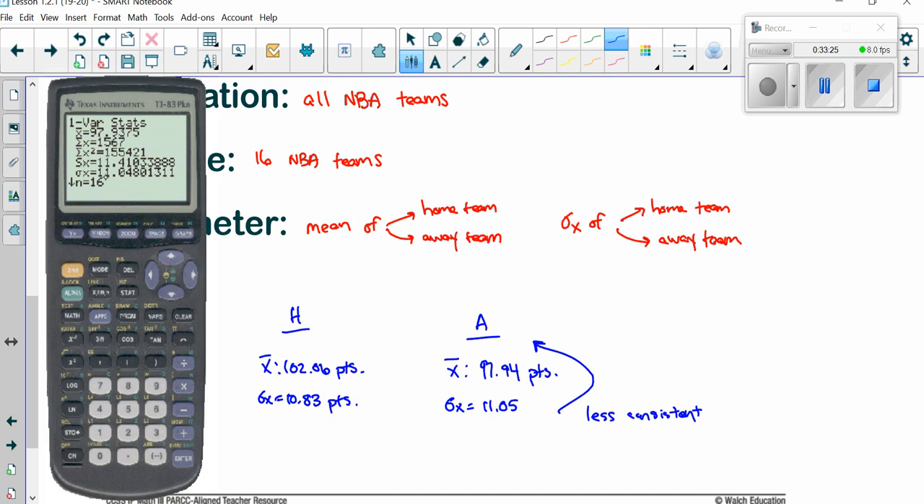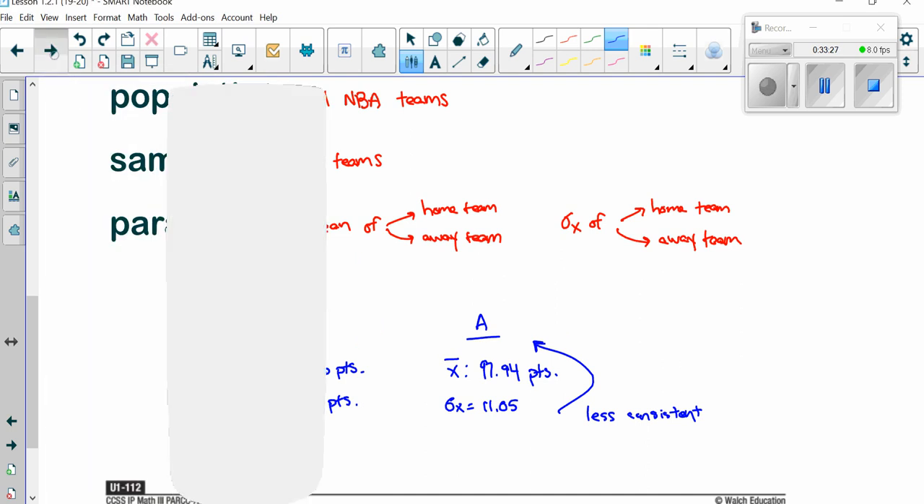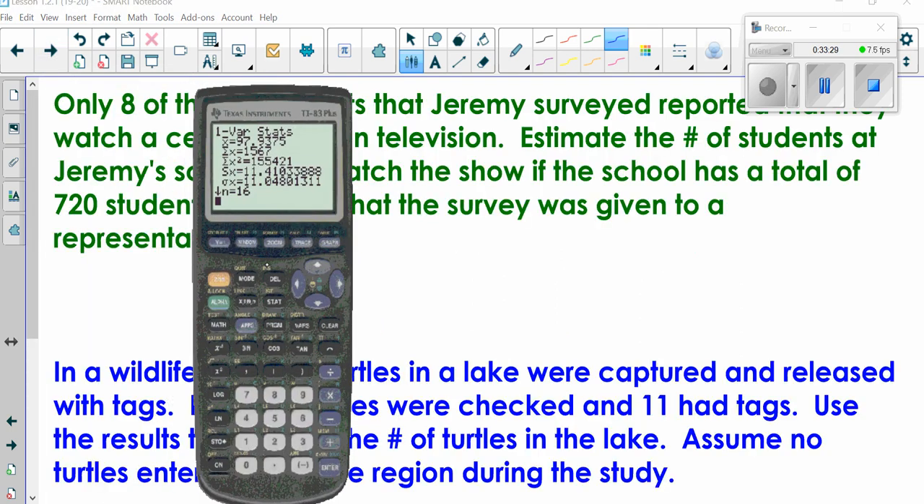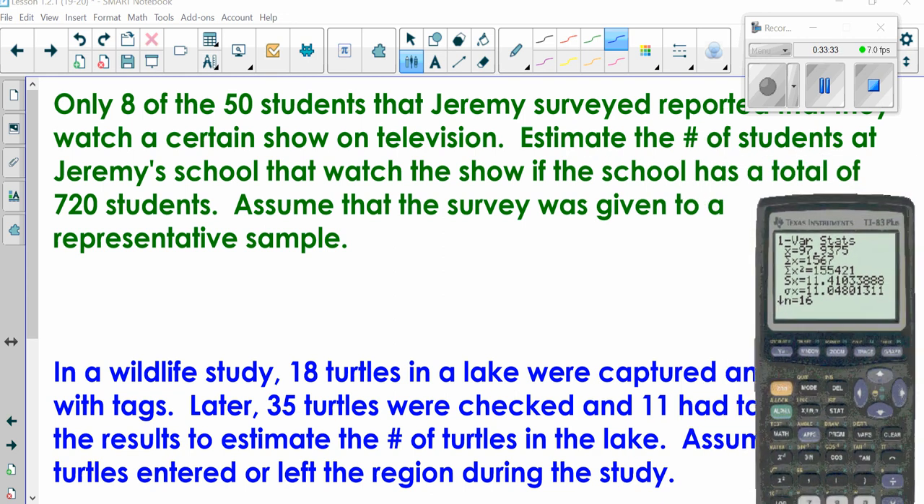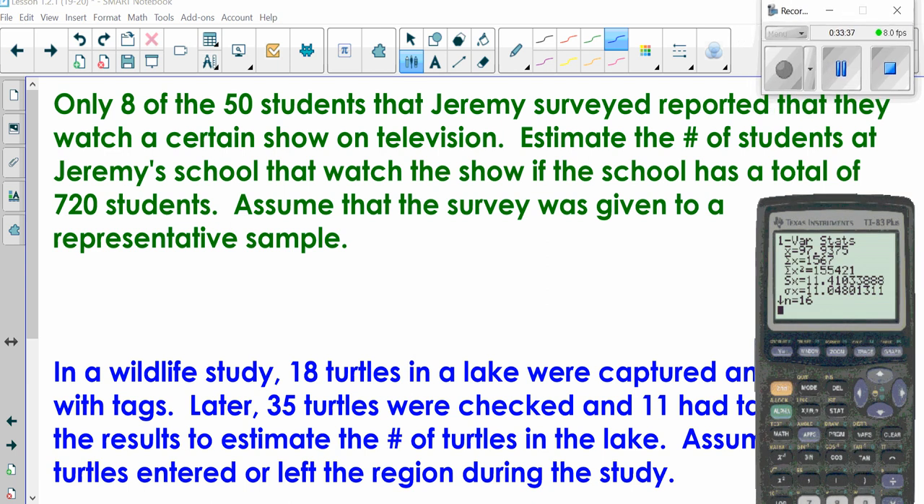All right, and I think that's everything. Oh, nope, sorry, two more problems. I added these in because the book does them in the homework, and I didn't want you to not be able to do them. You don't need to write this down by any means, just write down the work that we're going to do. It says only 8 of the 50 states that Jeremy surveyed reported that they watch a certain show on television.